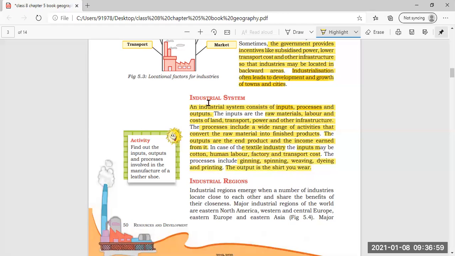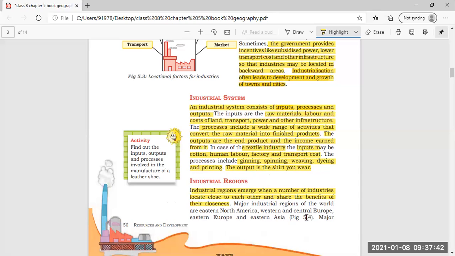I hope now the industrial system is clear to you. Now, industrial regions emerge when a number of industries locate close to each other and share the benefits of their closeness. That means they are very close to each other, and whatever benefit is there for one industry, another industry also gets the benefit of that.